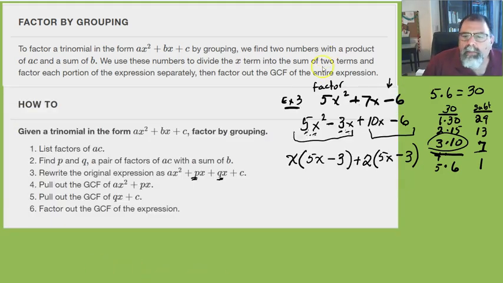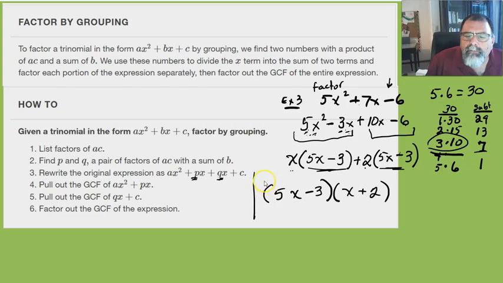So again, it's not the w, so I'm factoring out the parenthesis. Now the thing is, it has to match exactly, 5x minus 3, 5x minus 3. So you can think of that as one number, and you're factoring that number out, 5x minus 3. And then what's left over is the x plus the 2. All right, and that's how you factor by grouping.